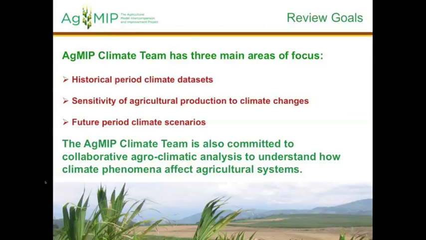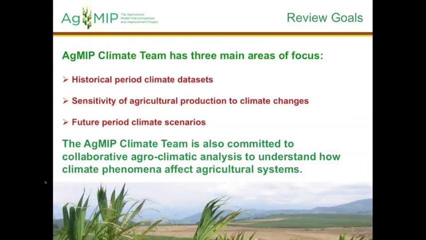I wanted to quickly review the goals as they're pertinent to the structure of this talk today. Again, Alex has already presented these. The climate team has three main areas of focus, of course not limited to these, but these are going to guide our discussions. The first is looking at the historical period climate data sets. Again, quality controlling a good historical baseline data set will be important. But now we're also going to move into understanding and analyzing that historical period in a way that we didn't have much time to do in phase 1.